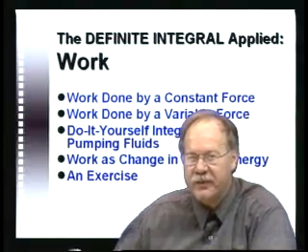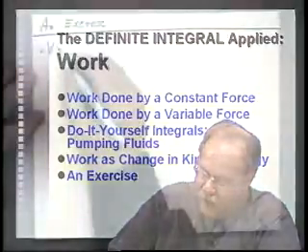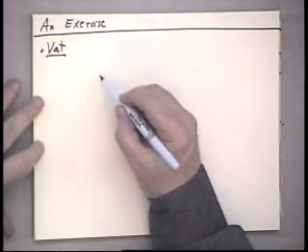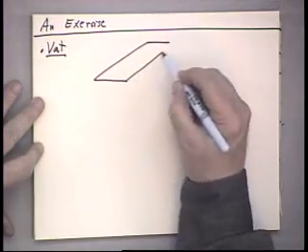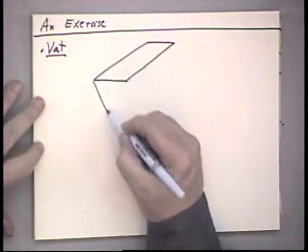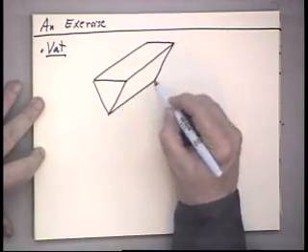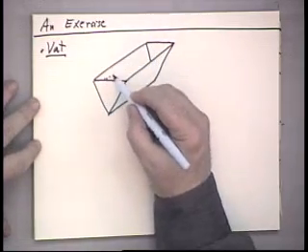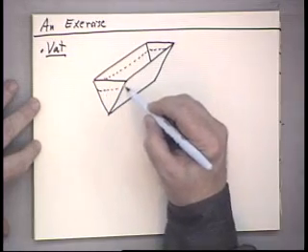Let's do one exercise, and we'll do one of those pumping problems because those are interesting. Suppose in this situation we have a vat that looks something like this. It has a rectangular top, a triangular cross section, and it is filled with water to a certain level. Let me give you some dimensions here.